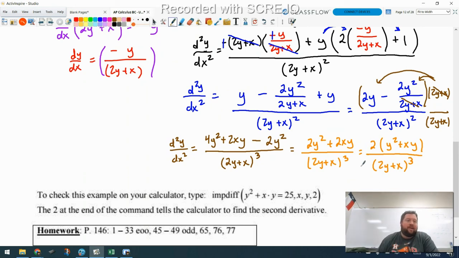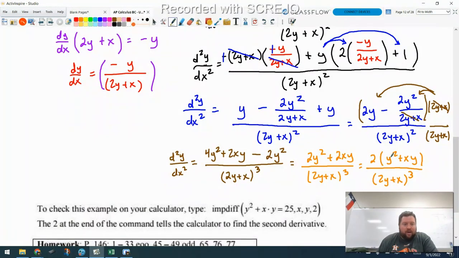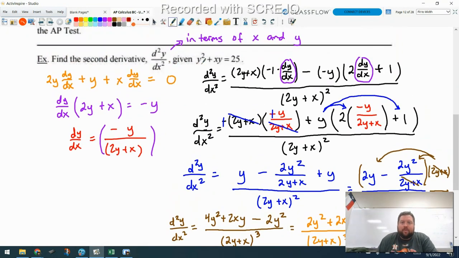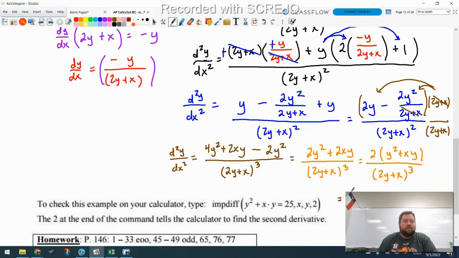This isn't a required step, but I think it's really cool, so I like to show it to you. So look at that, y squared plus xy. Might look familiar. Go back to the original problem. We know y squared plus xy is equal to 25. So we can do a substitution there. 2 parentheses, plug in 25 for y squared plus xy. And then just multiply those together, and we get 50 over 2y plus x cubed. And that is such a clean answer.